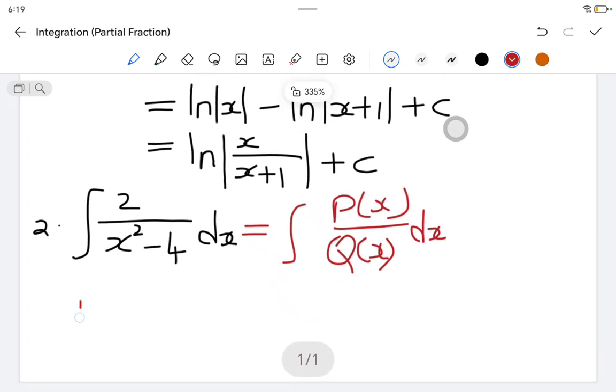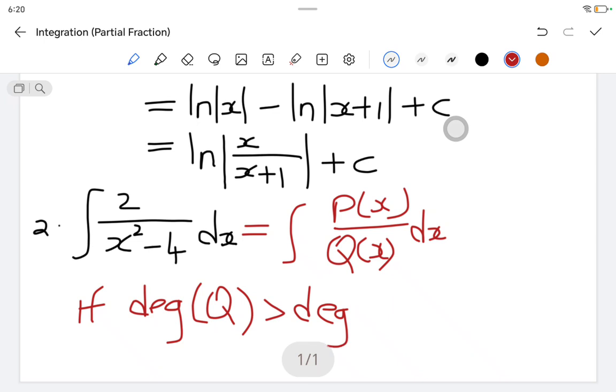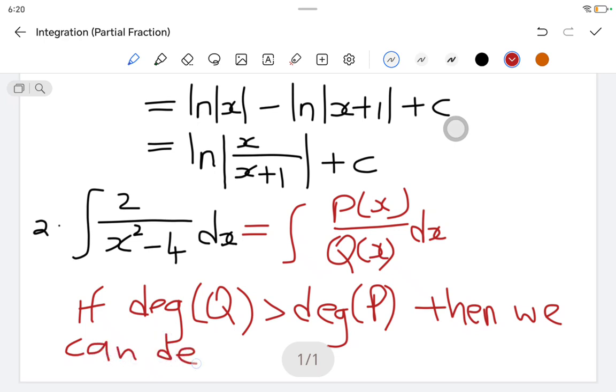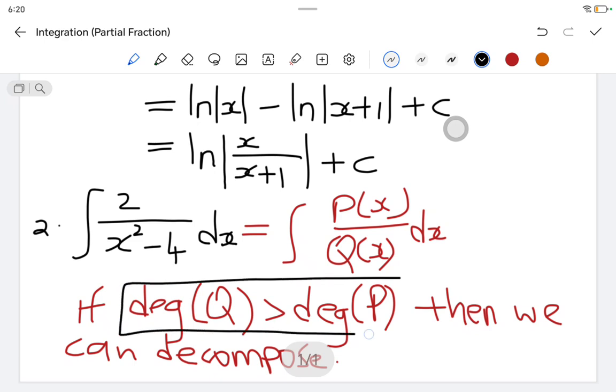And I said that if the degree of q is greater than the degree of p, then we are allowed to decompose. You see right now? If that was not the case, it means that we would have to use long division. If we get the opposite of this, we'll have to use long division. You see, right? So you must always keep that in mind.